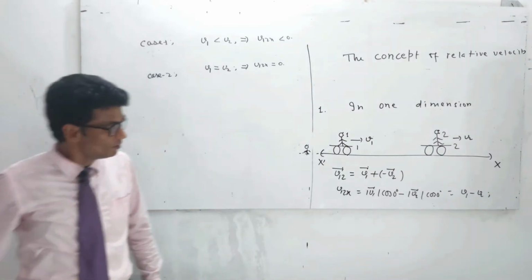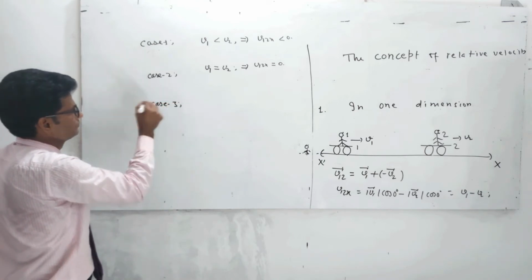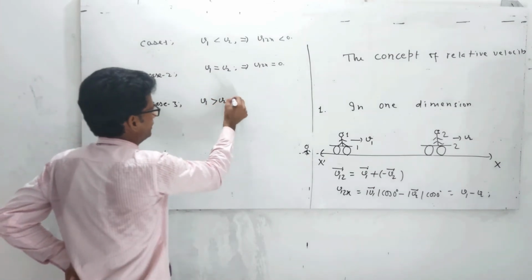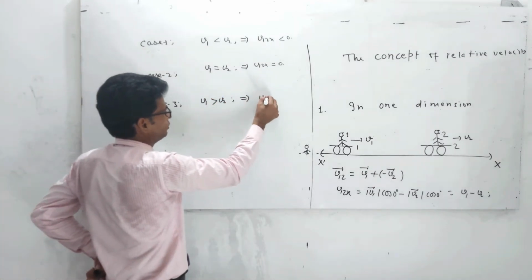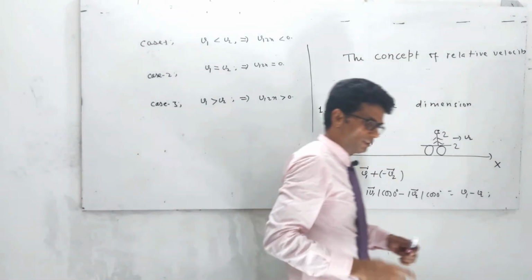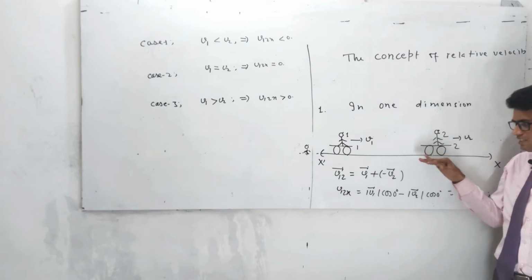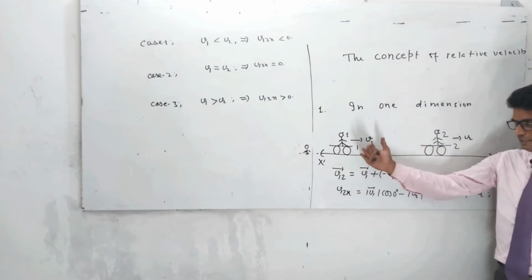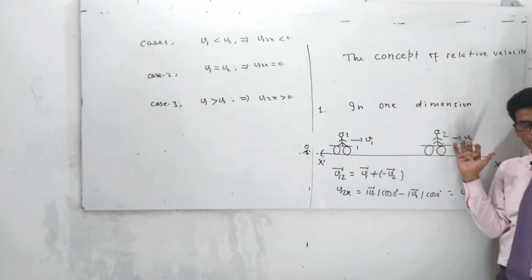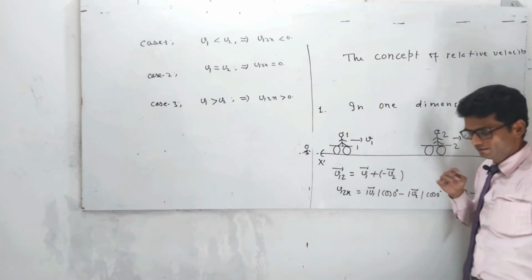That is why. So now here, case 3: say if V1 is greater than V2, then it implies that V12x is greater than 0. What does it mean? It means that person 2 sees that person 1 is coming towards me, meaning the separation decreases.